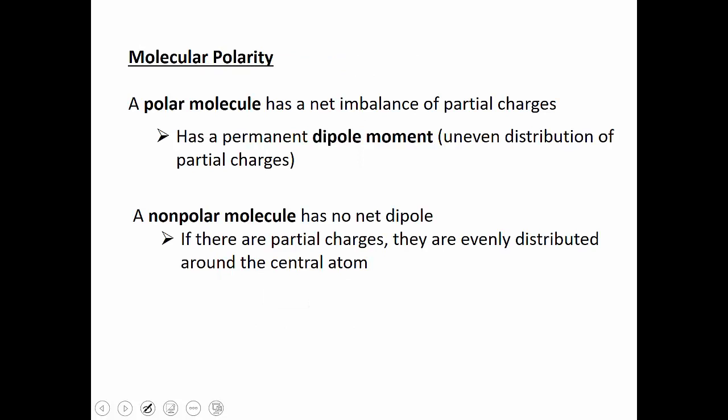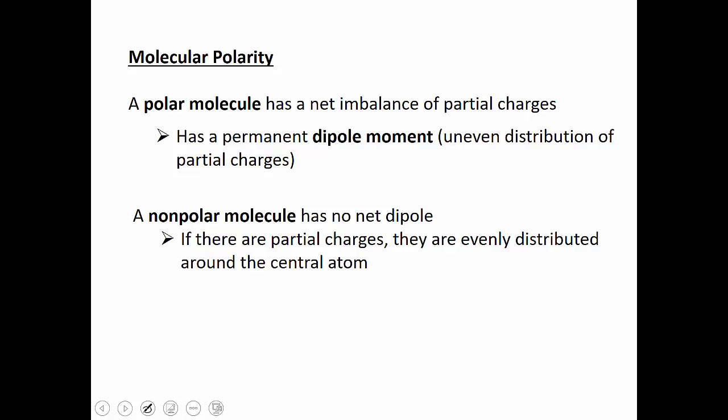This is determining the polarity of a molecule that has multiple bonds. A polar molecule is a molecule that has a net imbalance of partial charges. This is referred to as a dipole moment, an uneven distribution of partial charges. It means you have one area of the molecule that is partially positive and one area that is partially negative. Much like with the polar bond, we now have a positive pole and a negative pole, but now this is of an entire molecule.